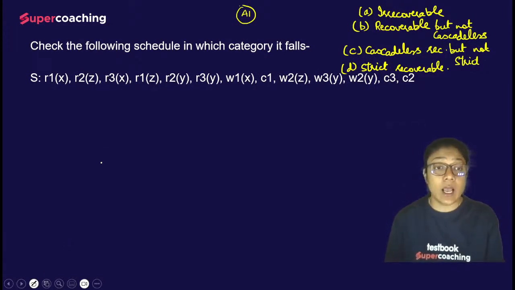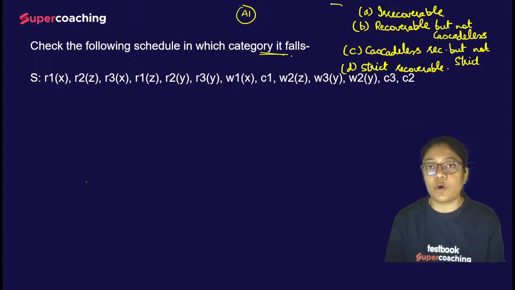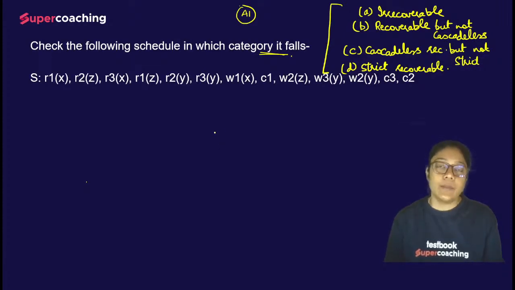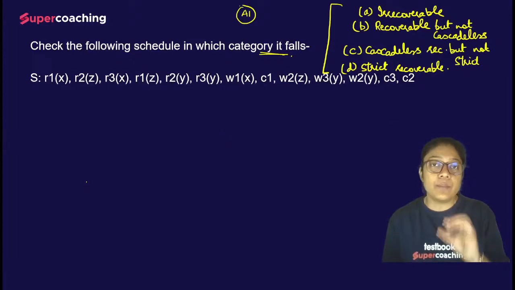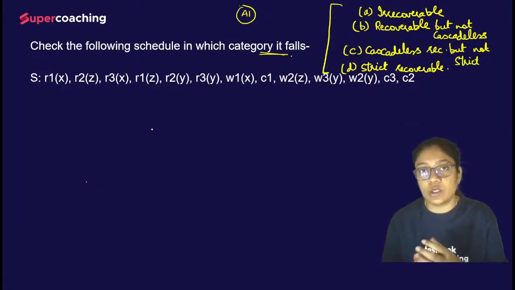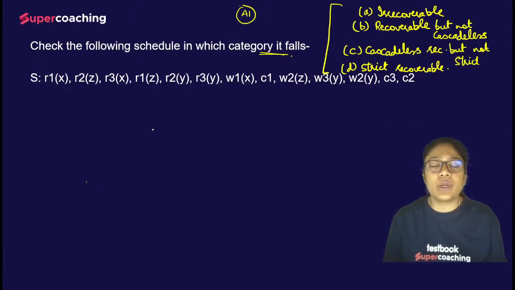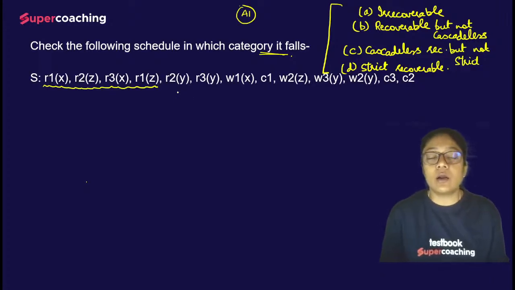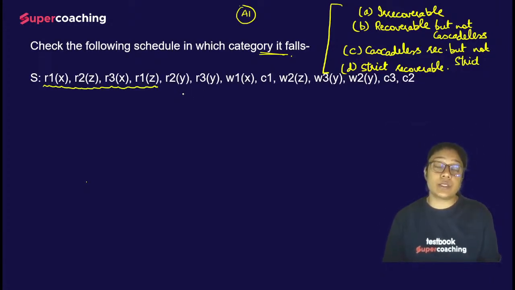Here we are given a schedule and we have to check in which category it falls. These are the 4 categories. Yesterday I told you a method: whenever we update any item, that is what actually makes the effect. If any transaction is reading a data item, it is not going to create any problem. So as long as read operations are coming, you can skip all these read operations, because the definitions we have covered for the various categories of recoverability are with respect to what we do after writing the data item. So as long as read operations come, just skip them.